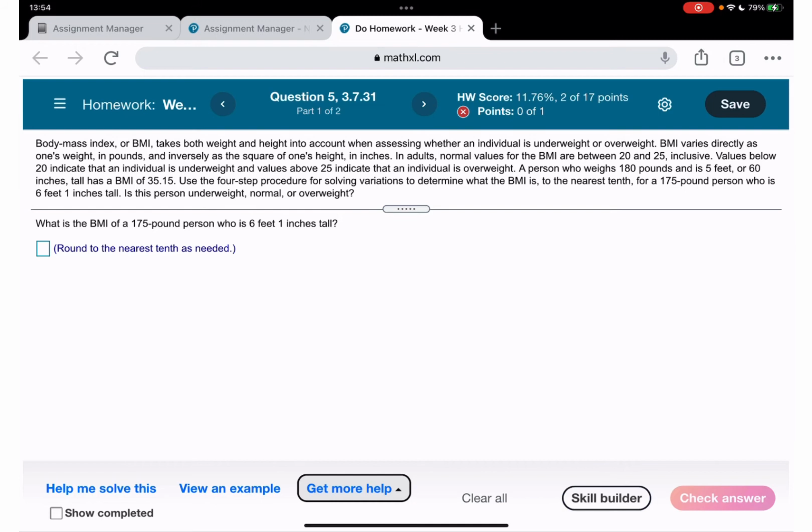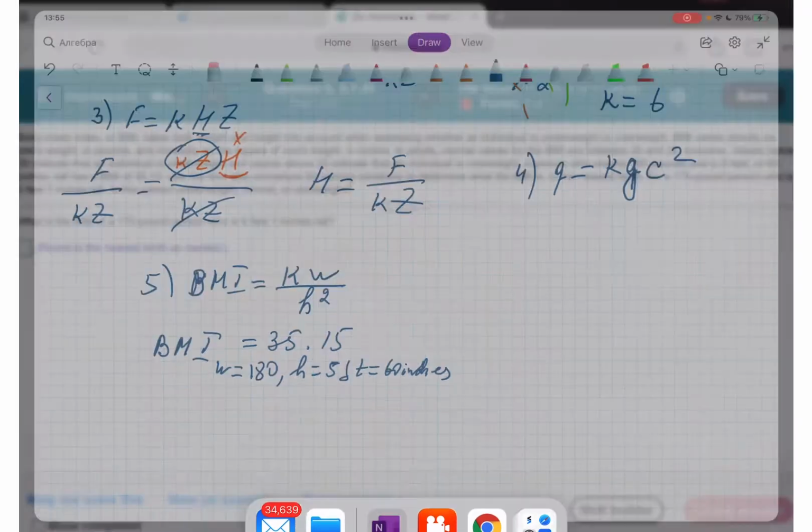Next, use the 4-step procedure for solving variation to determine what the BMI is to the nearest tenth, for a 175-pound person who is 6 feet and 1 inch. Let me write down first so I won't go back and forth again. Okay, is the person underweight, overweight, or normal? All right, let's get to work.